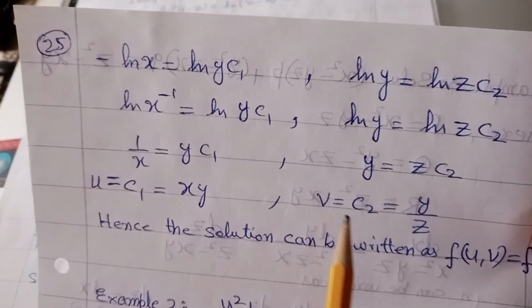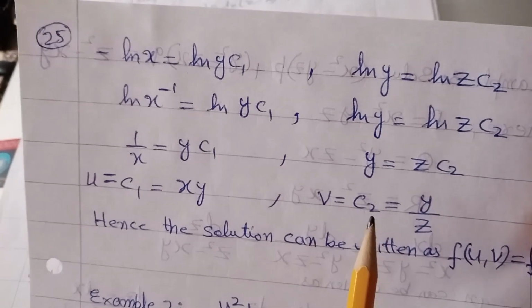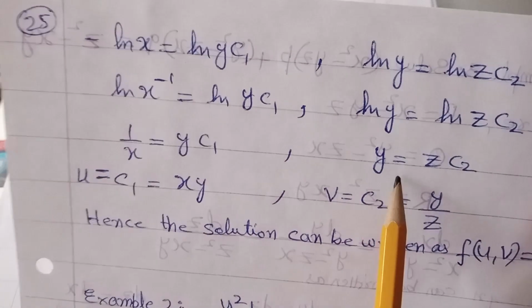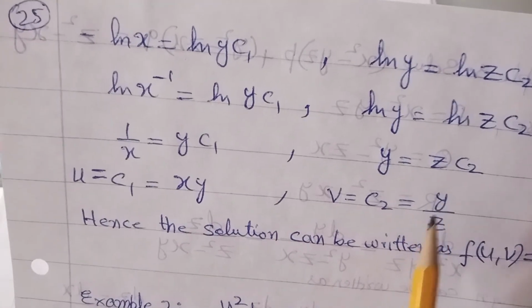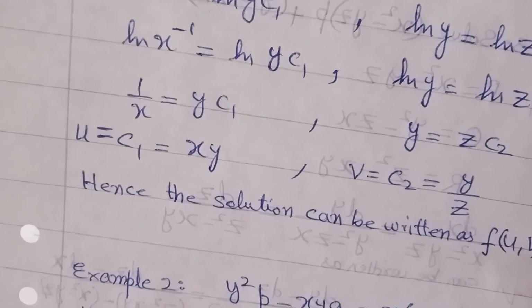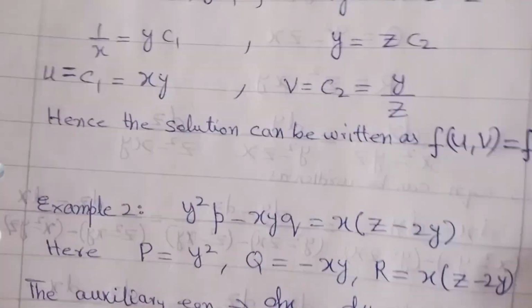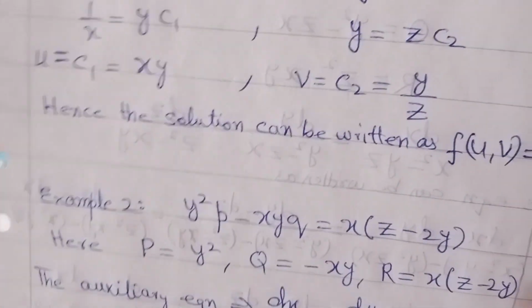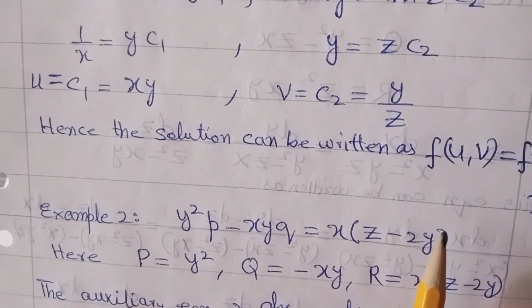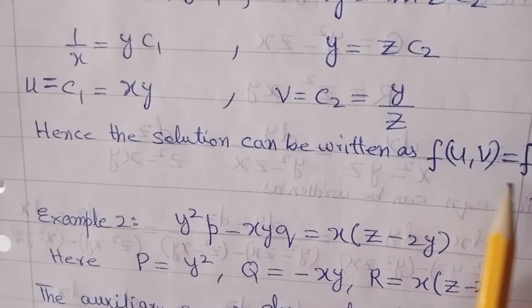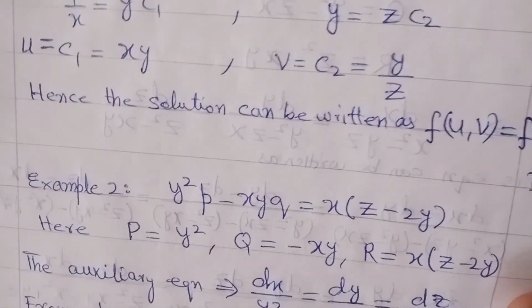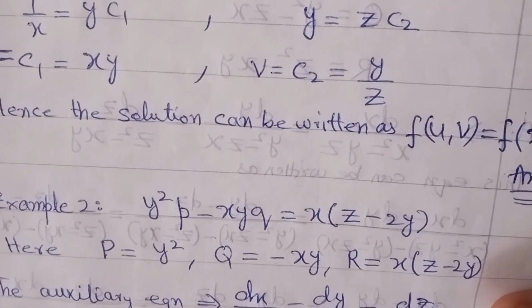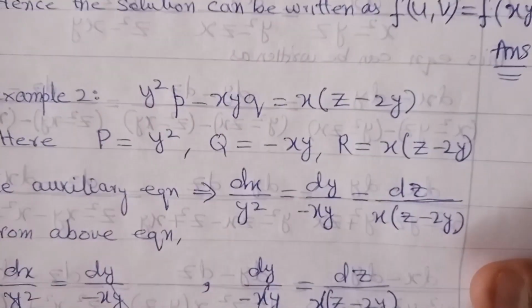Similarly, from the second equation, ln y = ln z c2, and the log is cancelled out, so we get y = z c2, and c2 will be v, that is y/z. Now we have got the values of u and v, so we can write the general solution of the partial differential equation. The solution becomes f(u, v) = f(xy, y/z). So this is the required solution of this kind of partial differential equation by using the Lagrange method.